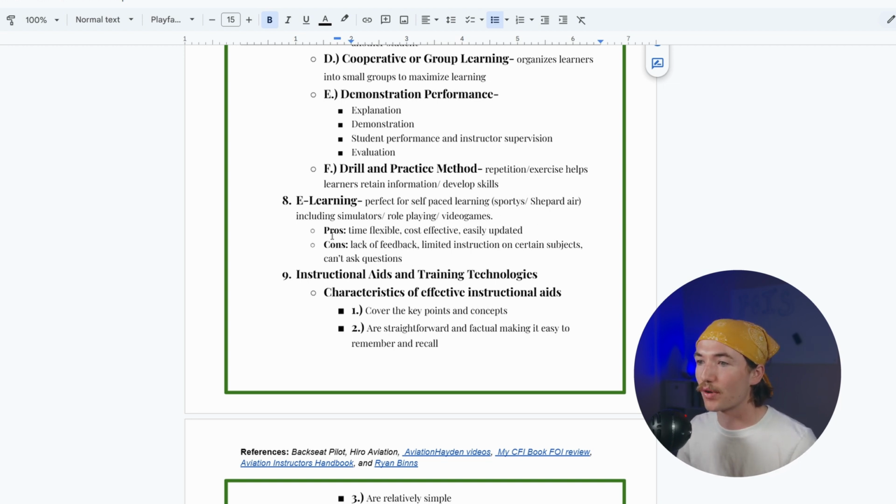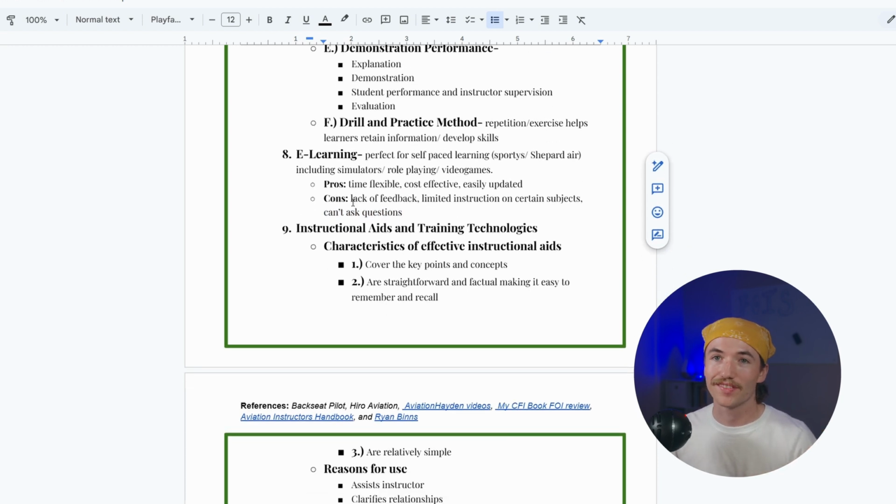But there's some pros to this. This is time flexible, cost effective, and it's easily updated. And some cons, they lack feedback. So, like you're not there to answer any questions that they might have. And then there's limited instruction on certain subjects. And look at that, I already answered this. Can't ask questions.